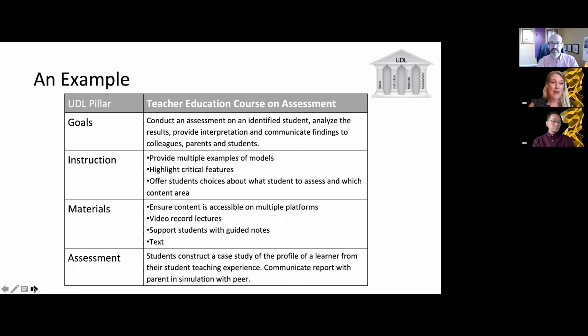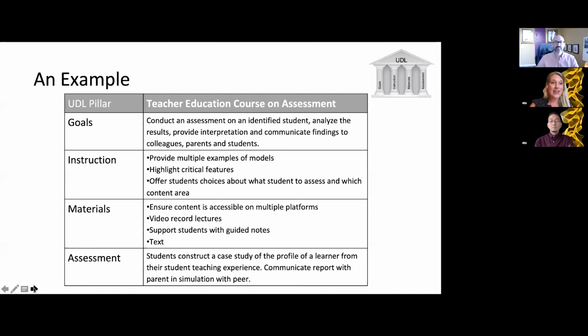Finally, when thinking about how my students understand, the ways that they're able to demonstrate that they can achieve the goal of conducting an assessment on an identified student, analyzing the results, and communicating it with others, there are several ways that I have them share their knowledge. The first is through a written report where the students create a case study. Again, they're working with partners. And so they develop a case study on a profile of a learner from their student teaching experience.